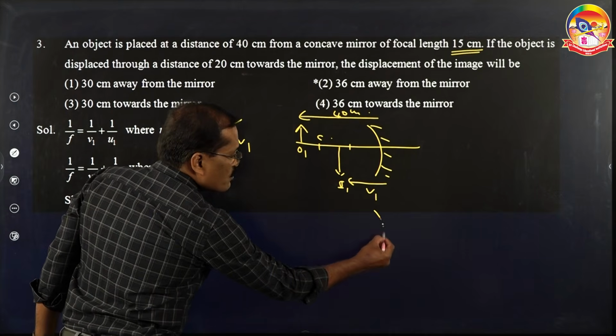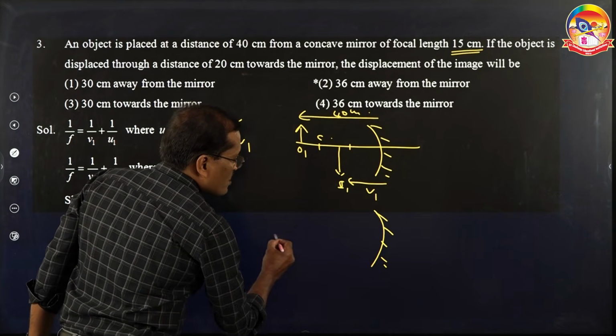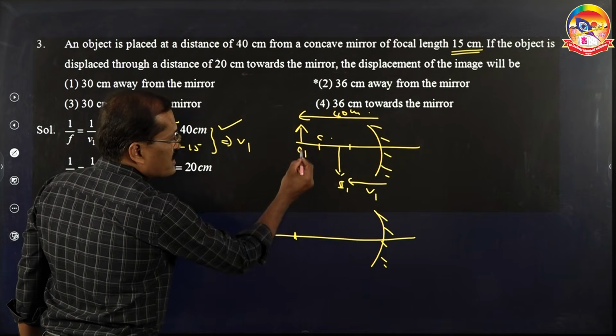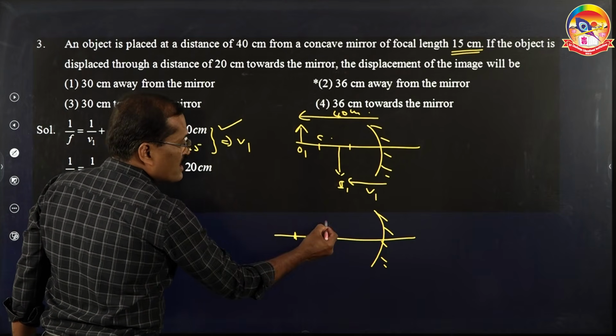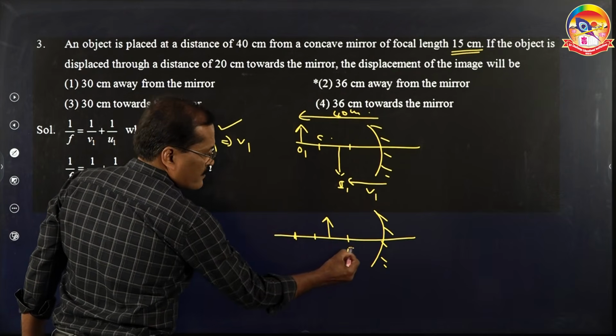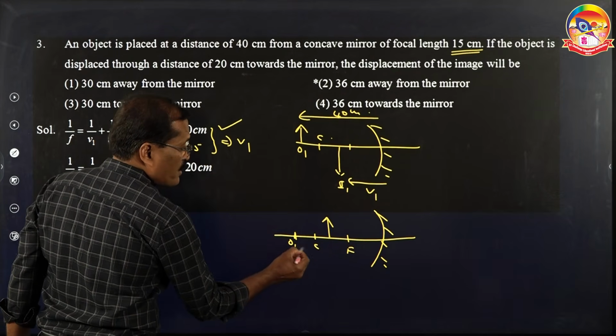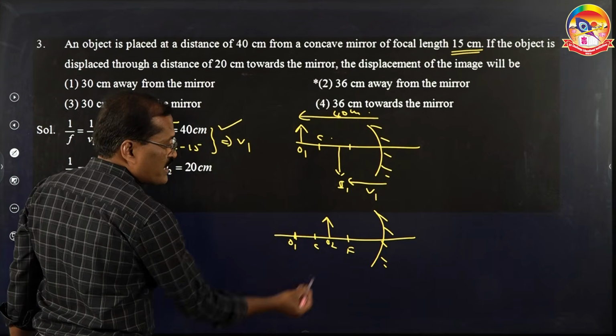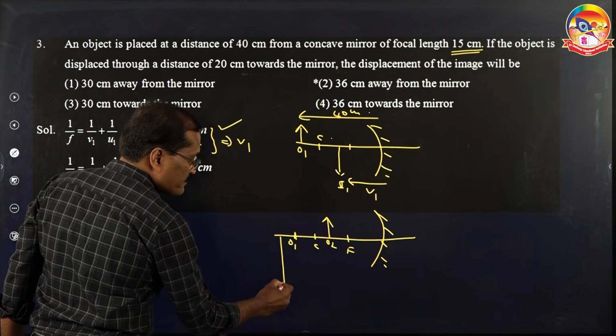Once the object is moved towards the mirror, earlier the object was here, now it is moved towards the mirror by 20 centimeters. Now the object comes between the center of curvature and the focus. This is the first position of the object, this is the second position of the object, and the image will be shifted to this side here.